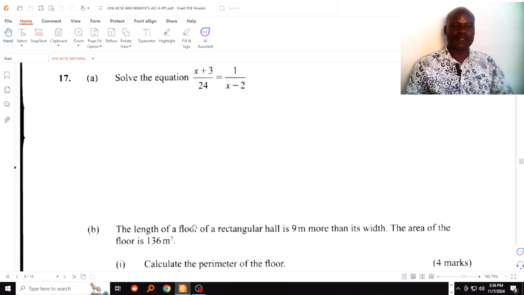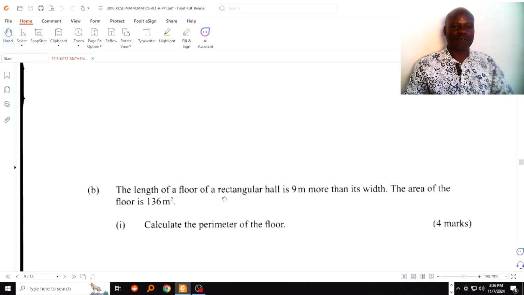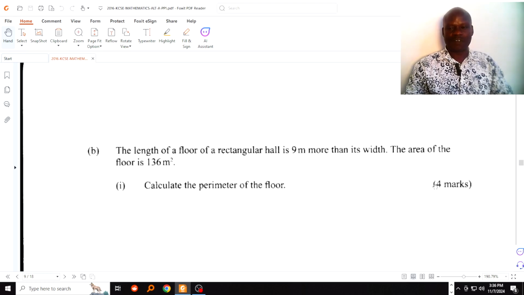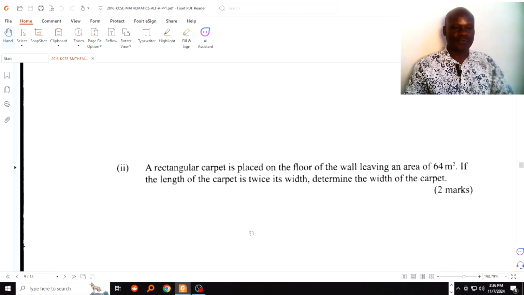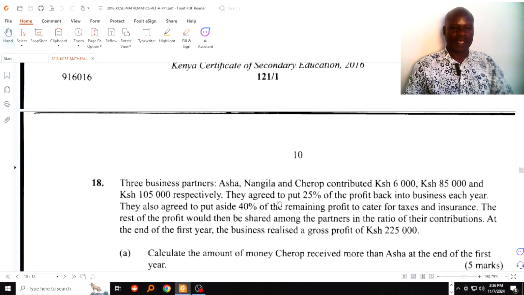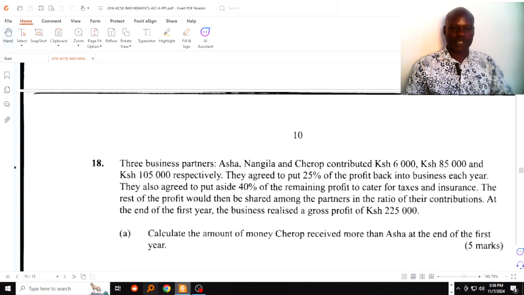That is 4 marks. Then part B, the length of a floor of a rectangular hall is 9 meters more than its width. The area of the floor is 136 meters squared. Calculate the perimeter of the floor, 4 marks. Then a rectangular carpet is placed on the floor of the hall, leaving an area of 64 meters squared. If the length of the carpet is twice its width, determine the width of the carpet, 2 marks. Yes, that is the question, and we consider the solution.